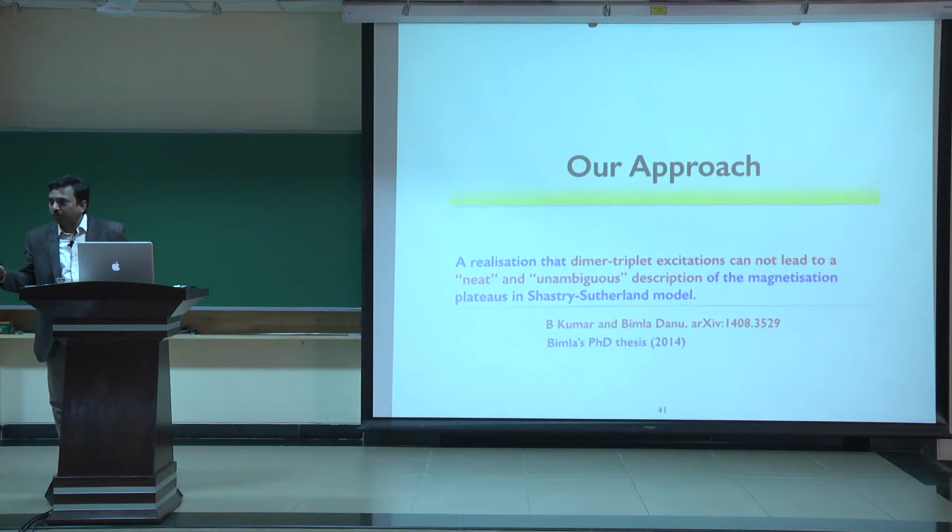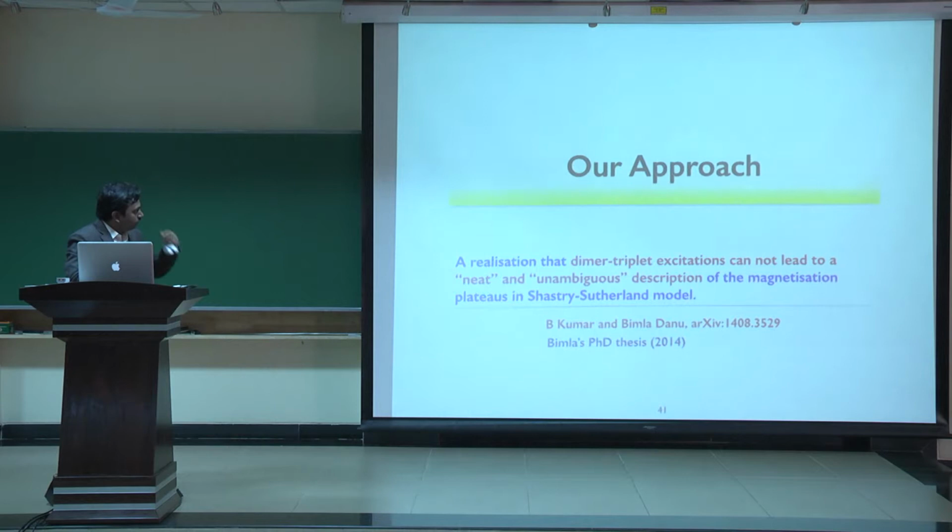I mean, people sometimes said, okay, it's not a 1/8 plateau, but 1/9. And then experiment insisted, no, it has to be 1/8. So they again went back and said, okay, the same model gives 1/8. So that kind of ambiguity persists. You have a very complex effective problem, which is done very sincerely, but it seems to miss that clarity and the confidence with which to say that, okay, these are the only plateaus and they occur for this and this reason, and that's it.